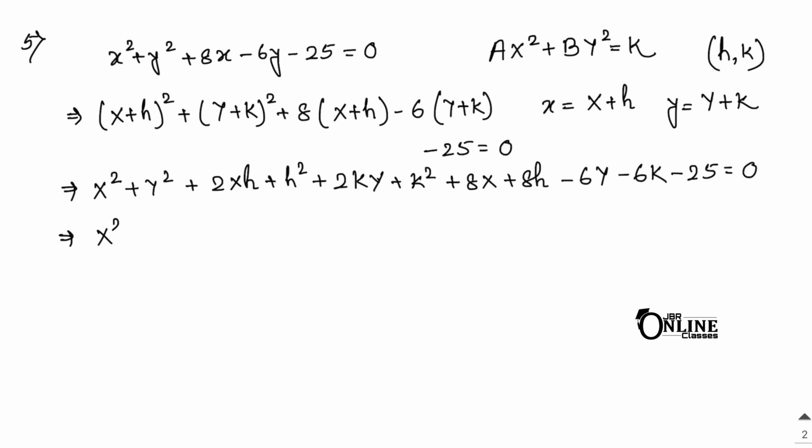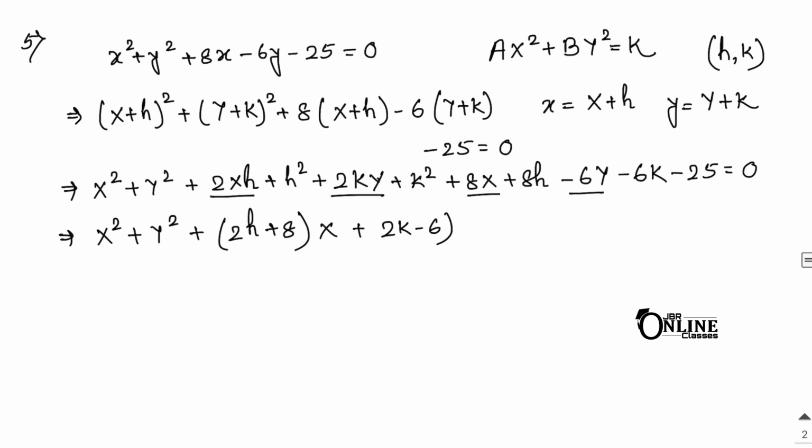Okay, so now capital X square, capital Y square, and as here 2xh, here 8x, if capital X is common, it becomes (2h plus 8) into capital X. Next, here 2ky, here minus 6y. If capital Y is common, it becomes (2k minus 6) into capital Y, and then h square plus k square plus 8h minus 6k minus 25, that equals 0.